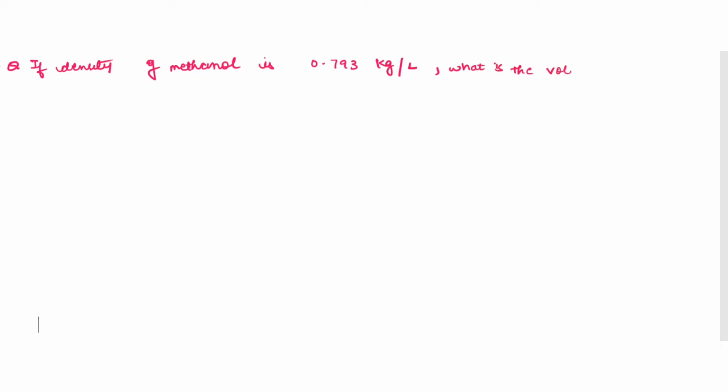So firstly, the question is: if the density of methanol is 0.793 kg per liter, so they've given the density of methanol, what is the volume needed for making 2.5 liters of its 0.25 molar solution? So this is the question. So density is given, volume 2.5 liters is given, and molarity is given. So V1 and M1 is what we don't know.